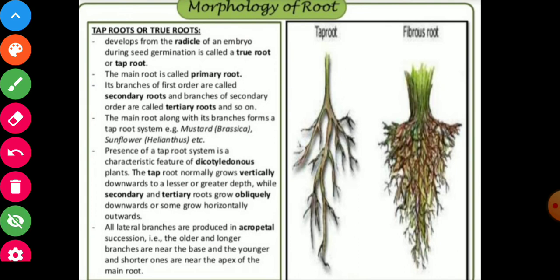Here there are two types of roots mainly: taproot and fibrous root. So taproot is developed from the radicle. This is called true root or taproot. And the main root that is found is called the primary root, and the other roots which originate from the primary root are called secondary or tertiary roots. So the taproot is found in plants like mustard and sunflower, and is a characteristic of dicotyledonous plants. So dicot plants have a taproot system.